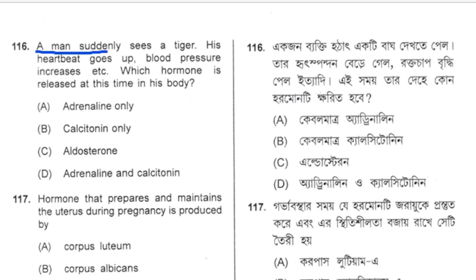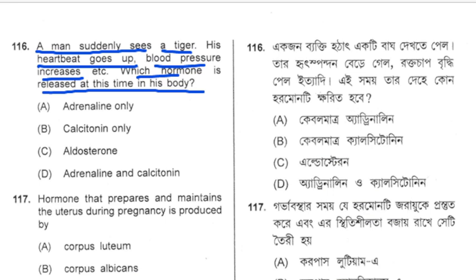A man suddenly sees a tiger. His heartbeat goes up, blood pressure increases, etc. Which hormone is released at this time in his body?